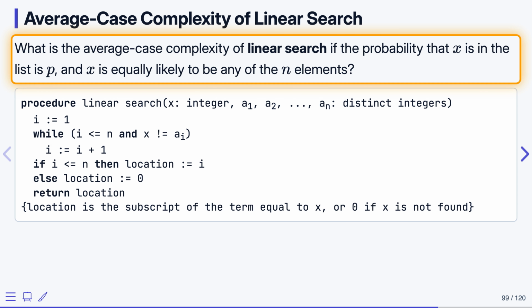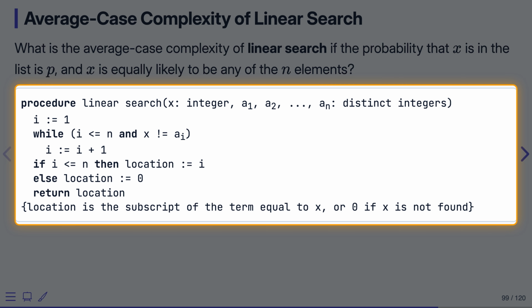Let's start with linear search. It scans the list from the start, checking each element until it finds x or reaches the end. We want the average number of comparisons. We assume the probability that x is somewhere in the list is p, and if x is in the list, it is equally likely to sit at any of the n positions. Look at the pseudocode. The while loop does the comparisons. Let's count them on the next slide.